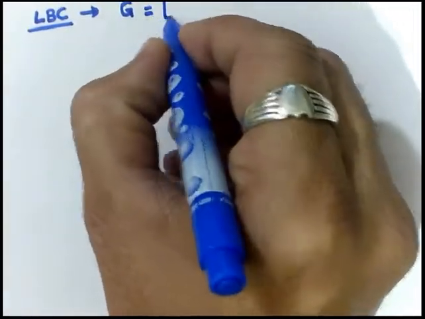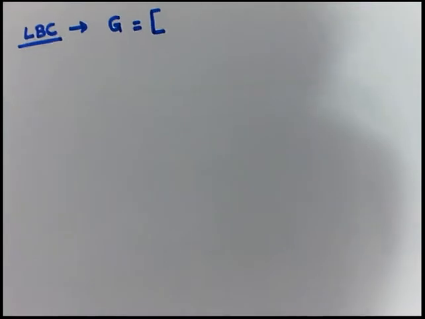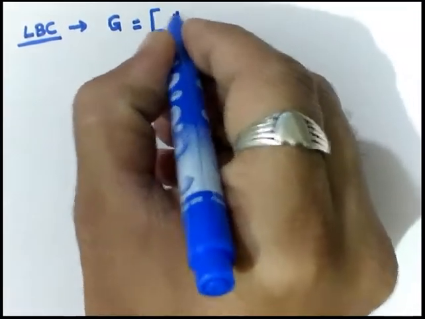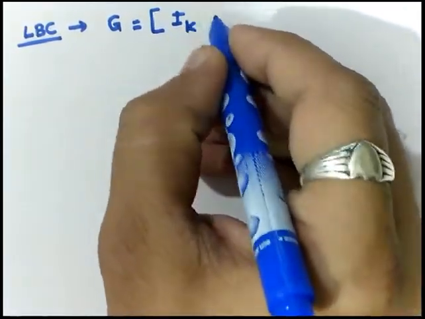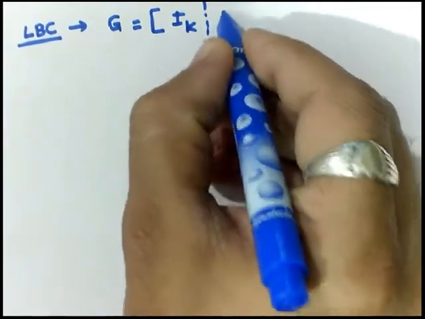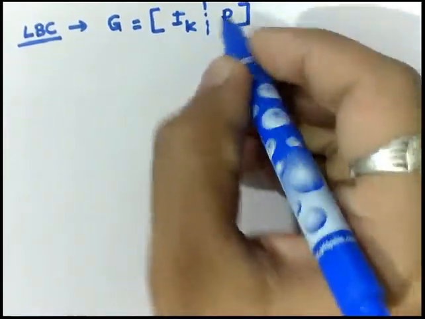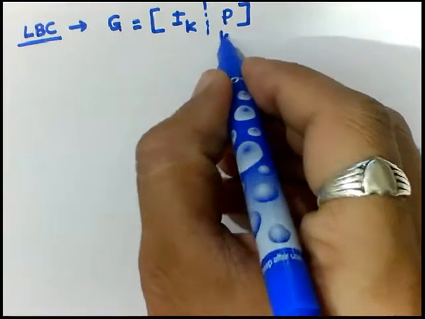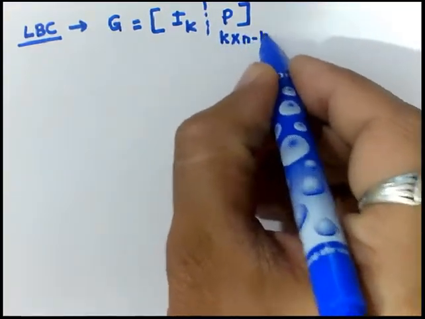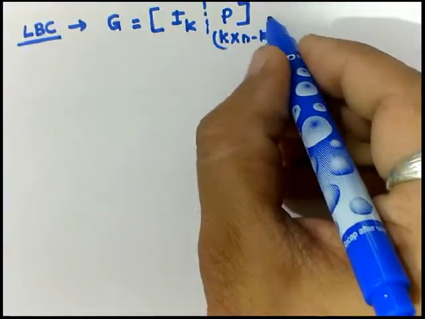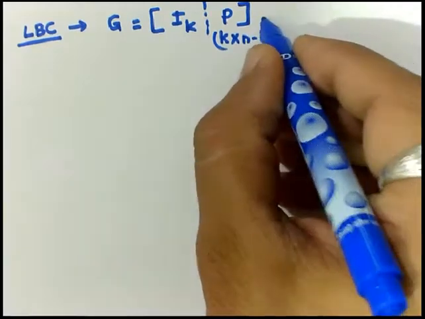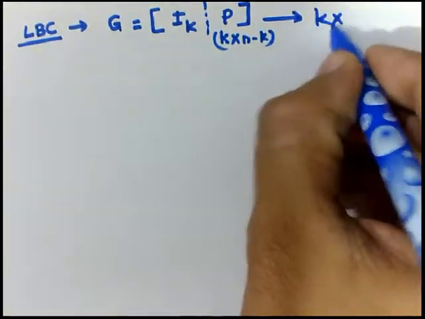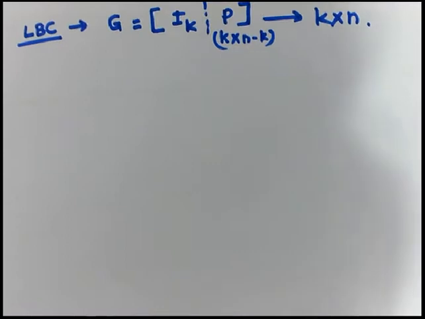We can have the format of the generator matrix, which is nothing but I_K, that is the identity matrix of order K by K. Along with that, it will be with the parity matrix, which is of the order K by N minus K. Now, the overall order for the generator matrix will be K by N.